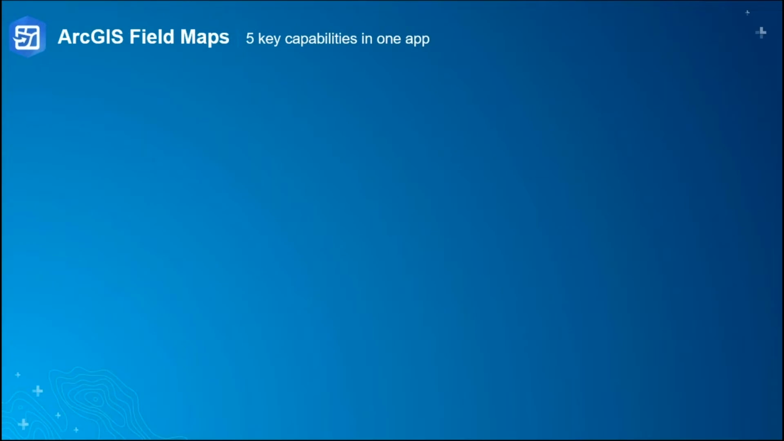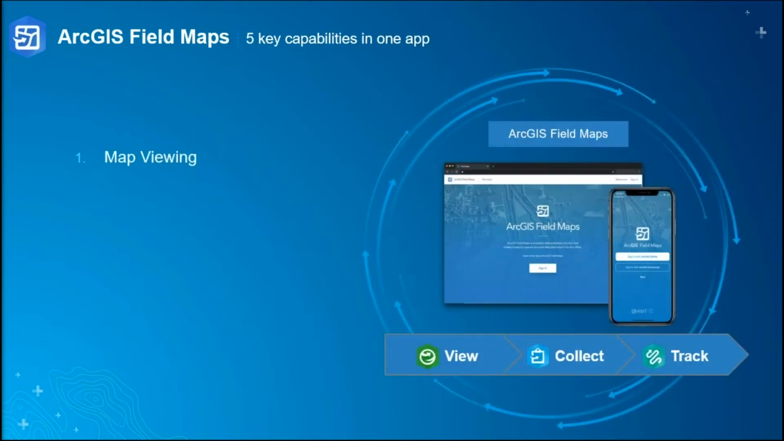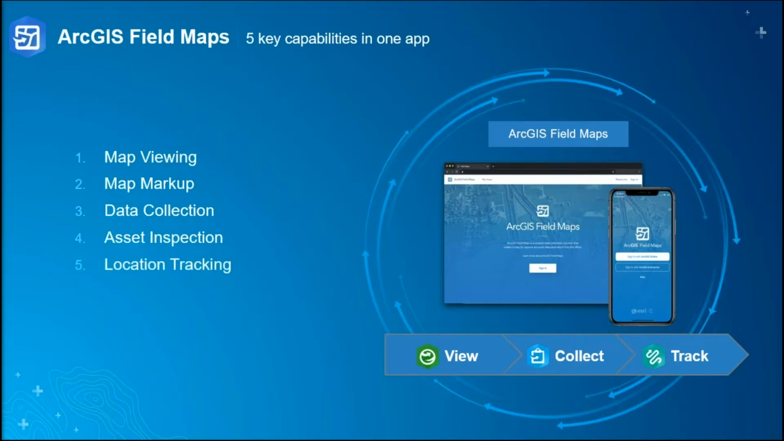So before we get into it, I want to point out some of the things for you to be on the lookout for in the demo, mainly the 5 key capabilities that Linda already talked about. Be on the lookout for viewing and exploring read-only maps, sketching, creating markups, and sharing your drawings, capturing data with smart forms, leveraging conditional attribution to streamline asset inspection, and tracking your mobile team in real time with embedded ArcGIS Tracker functionality.